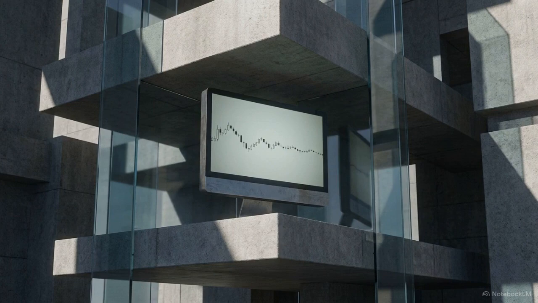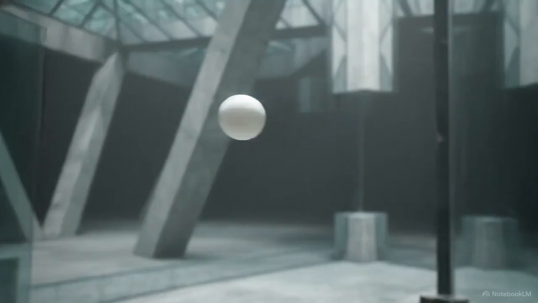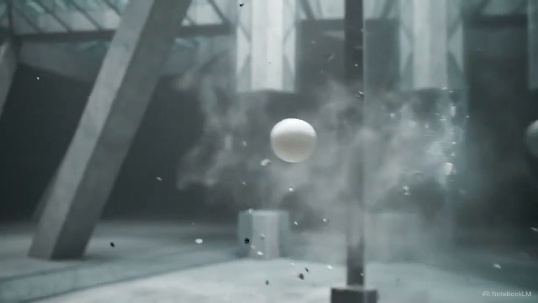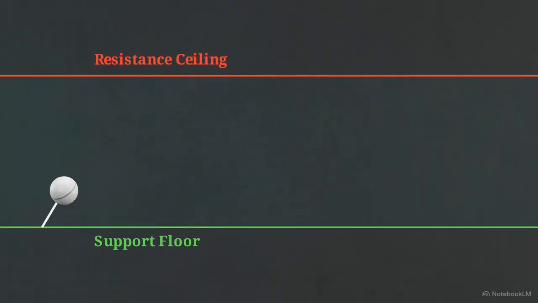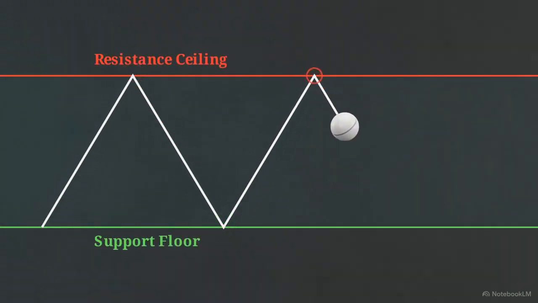Most traders look at a flat, sideways market and see a dead zone, a place where capital goes to bleed out in endless chop. But under the surface, price is still swinging wildly. It's trapped inside a ping-pong box. The price is continually bouncing between a fixed support floor and a fixed resistance ceiling.